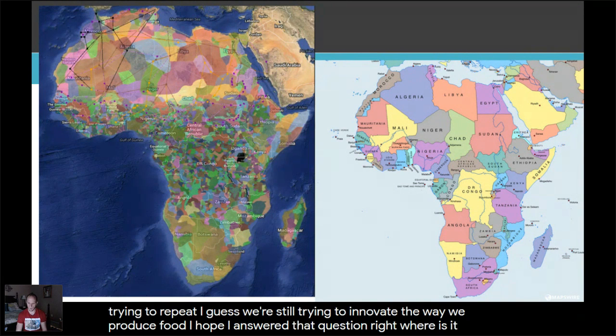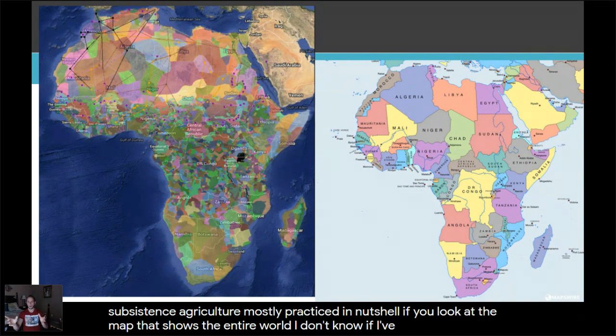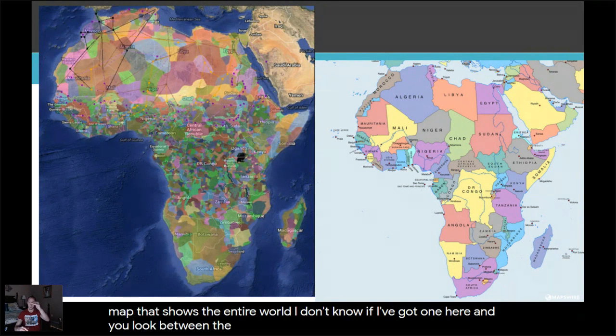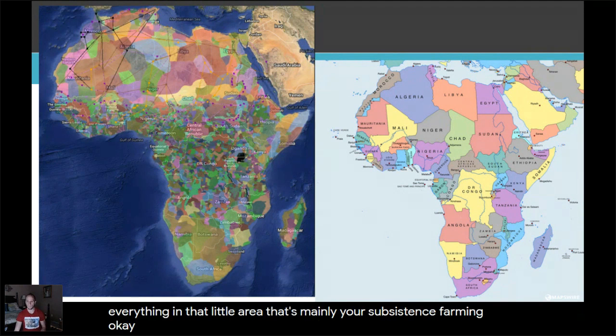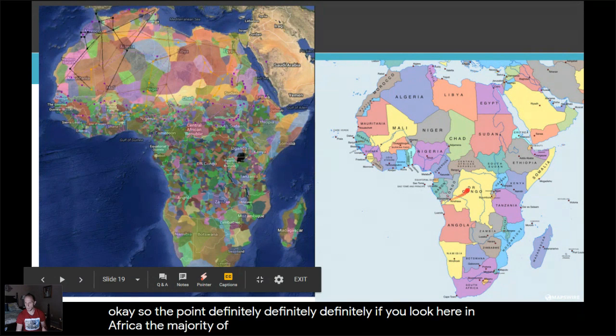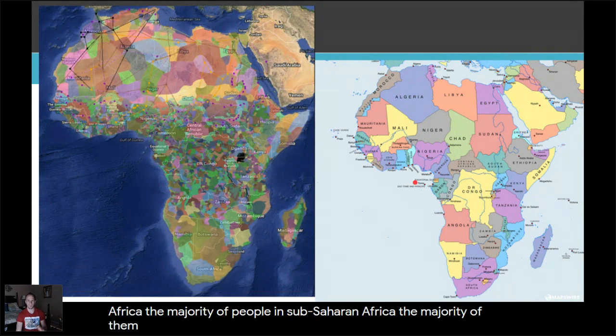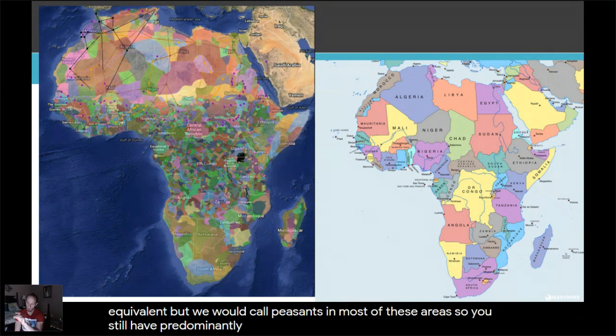Where is subsistence agriculture mostly practiced? In a nutshell, if you look at a map that shows the entire world, and you look between the Tropic of Capricorn and Tropic of Cancer, everything in that little area, that's mainly your subsistence farming. If you look here in Africa, the majority of people in sub-Saharan Africa are subsistence farmers. They are basically the equivalent of what we would call peasants in most of these areas.